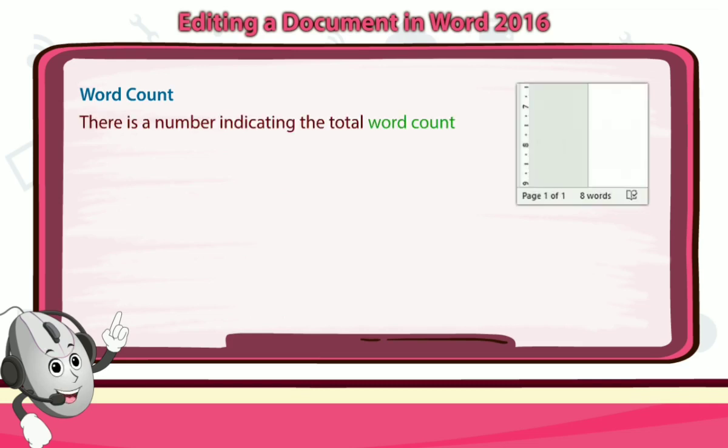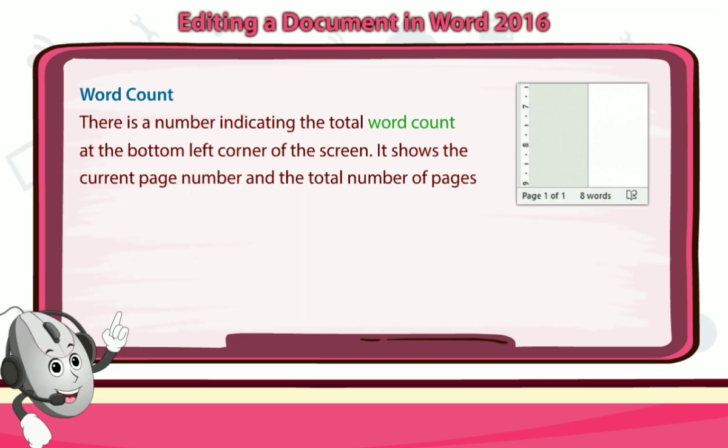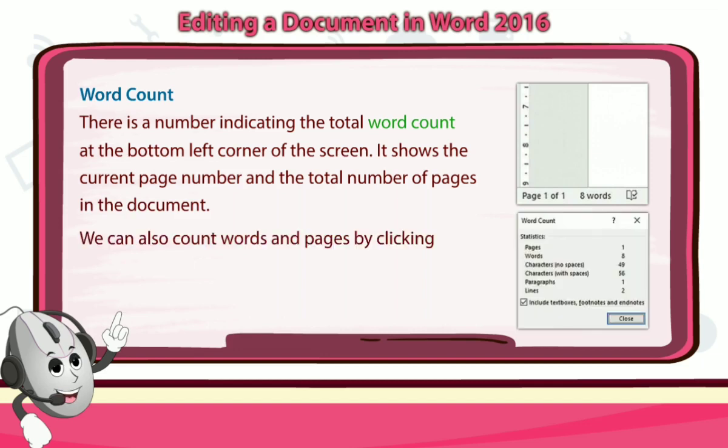Now let's learn about the word count option. This option indicates the total number of words at the bottom left corner of your screen. It shows the current page number and total number of pages in a document. We can also count words and pages by clicking on the Word Count button in the Proofing group on the Review tab.